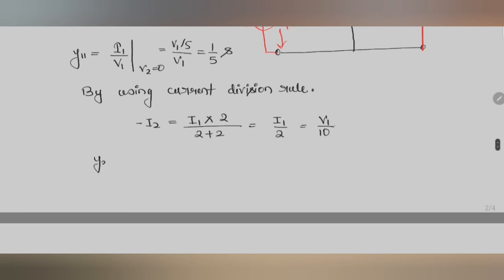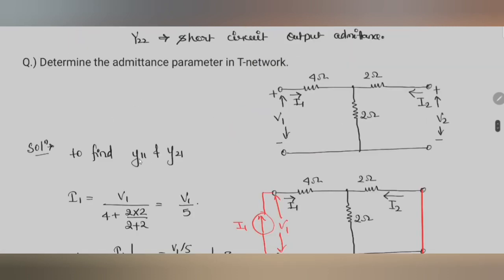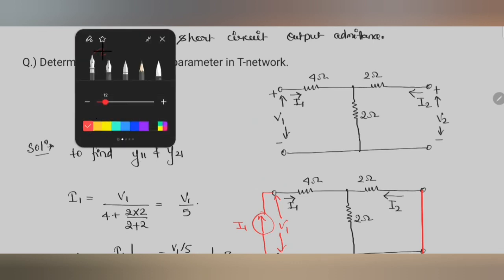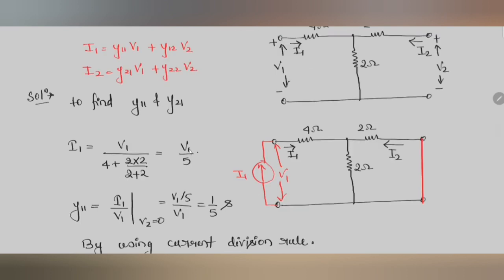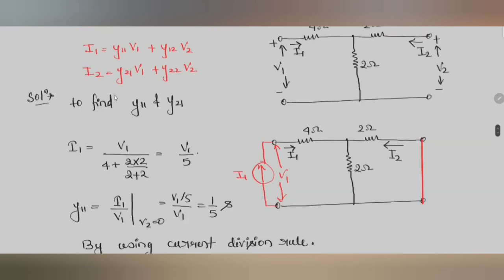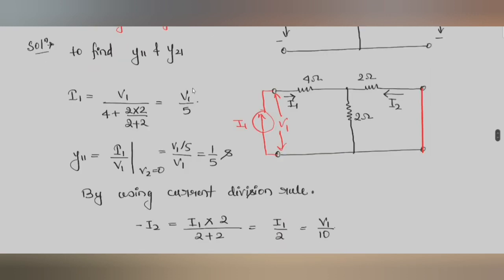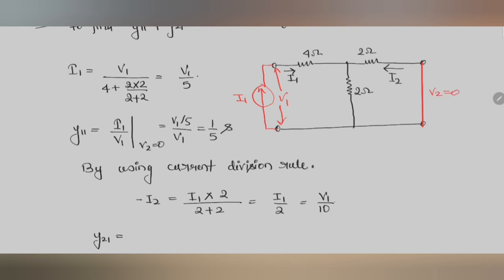So what is Y21? See, I write the equations here first. I1 is equal to Y11 V1 plus Y12 V2, and I2 will be Y21 V1 plus Y22 V2. Okay, so Y21 will be equal to I2 by V1 at V2 equal to 0, right? Here V2 is equal to 0. So Y21 is equal to minus 1 by 10 Siemens.